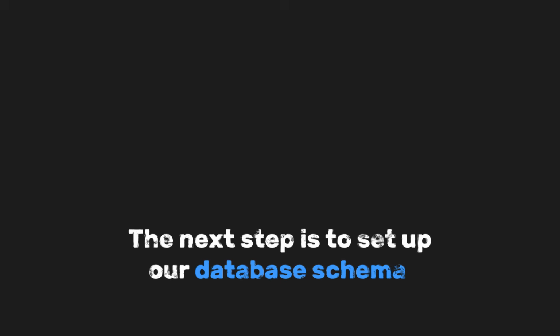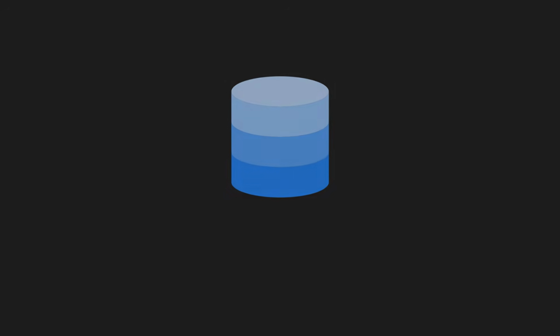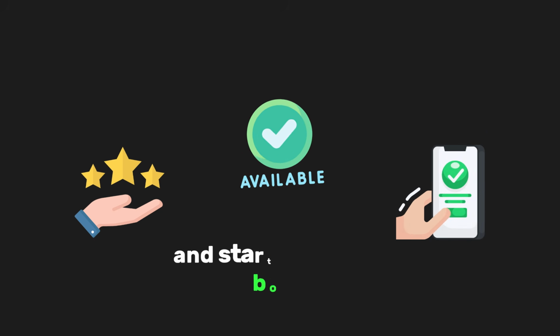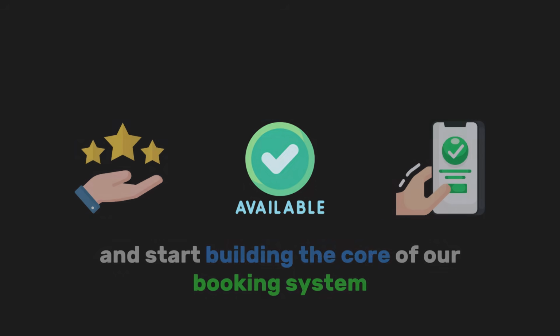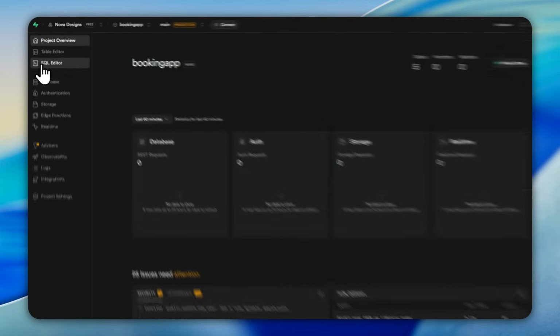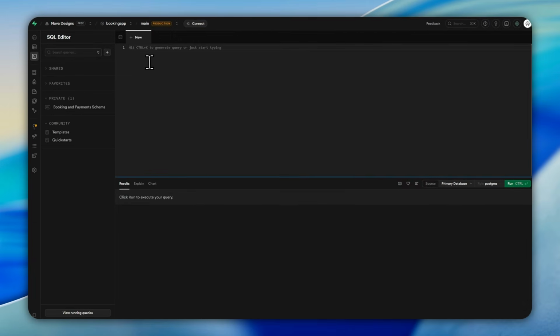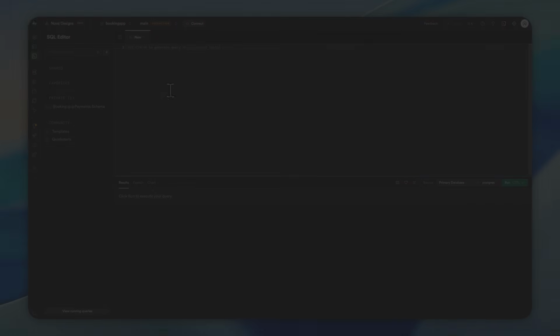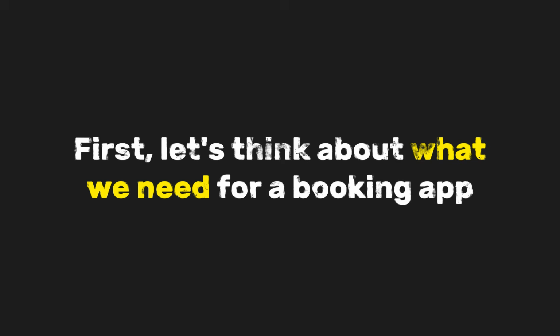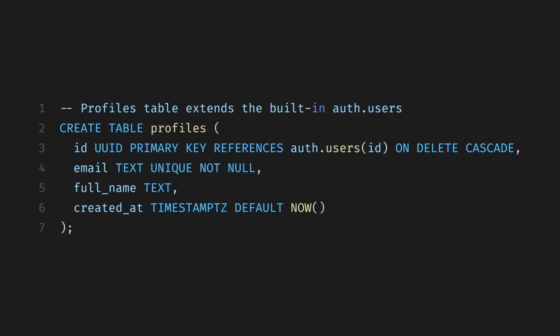The next step is to set up our database schema. That's where we'll define services, bookings, and availability, and start building the core of our booking system. Head over to your Supabase dashboard and click on the SQL editor. This is where we can run SQL commands to create our database structure. First, let's think about what we need for a booking app. We need profiles. That's basically where we store user information. Who they are, their name, email, maybe their role. It's like their ID inside the app.